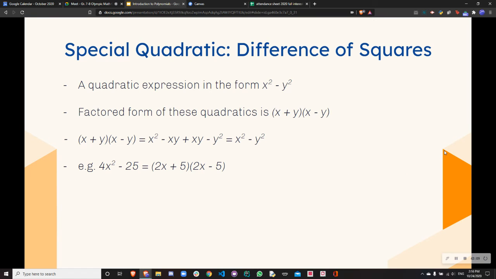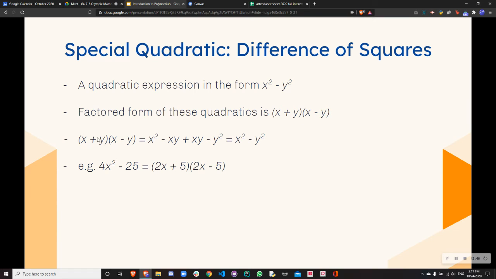Okay, let's look at some special kinds of quadratic expressions. The first one is a difference of squares. A difference of squares is a quadratic expression with the form x squared minus y squared. The factored form for this quadratic in particular is x plus y times x minus y. So basically you're taking the square root of these terms and putting them as their factors as well. For the first one, you have x plus y. The second one, you have x minus y.